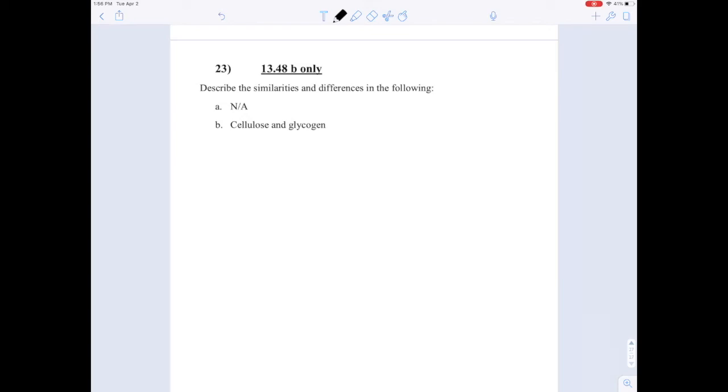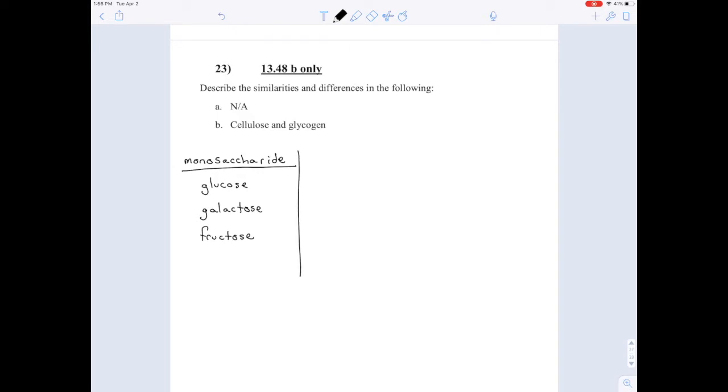Chapter 13, question 23, asks you to describe the similarities and differences between cellulose and glycogen. So to put this in context, we started with the monosaccharides. Those are the fundamental building blocks of sugars or carbohydrates. There were three of those that you would want to know: glucose, galactose, and fructose. Glucose is blood sugar, galactose is in milk products as a part of lactose, and fructose is fruit sugar.